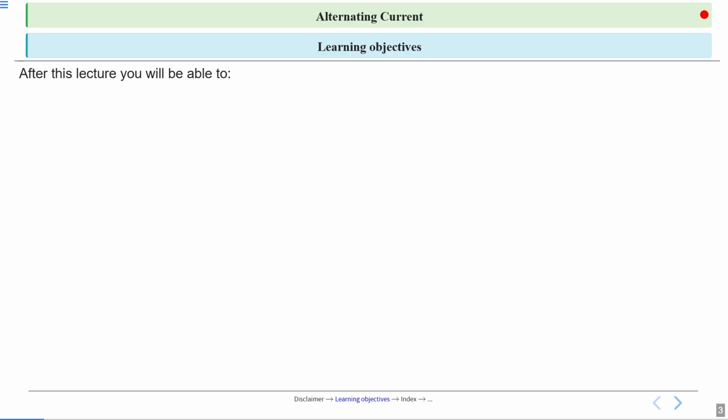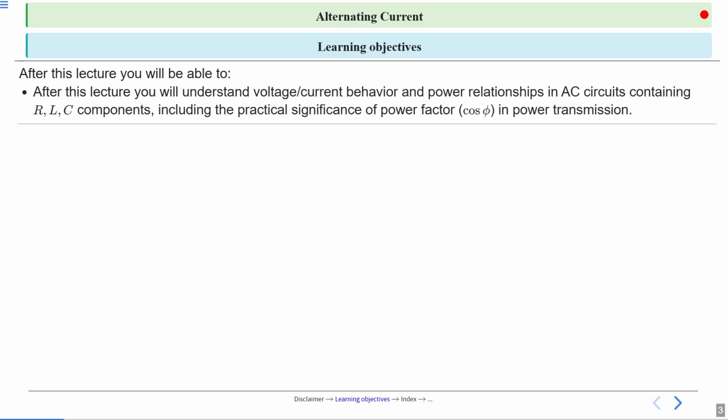After this lecture you will be able to understand voltage, current behavior and power relationships in AC circuits containing R, L, C components, including the practical significance of power factor cos phi in power transmission.